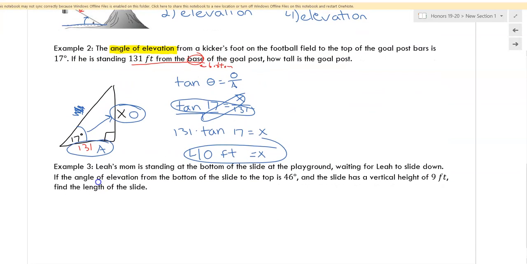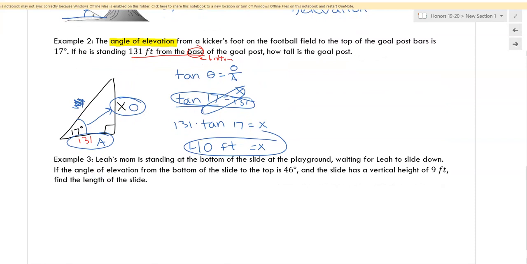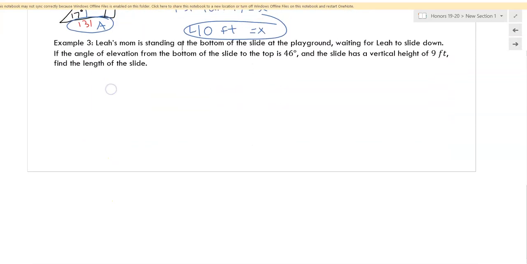So we have 40 feet there. So again, once we have that picture set up, it's exactly the same as what we've been doing. Let's look at example 3. Leah's mom is standing at the bottom of the slide at a playground waiting for Leah to slide down. If the angle of elevation from the bottom of the slide to the top is 46 degrees, and the slide has a vertical height of 9 feet, find the length of the slide.